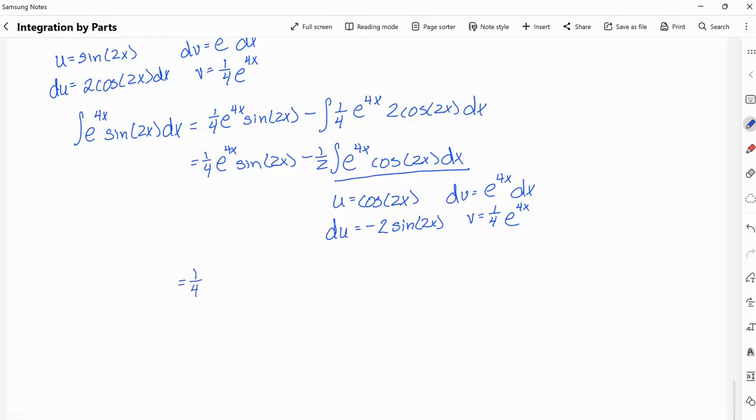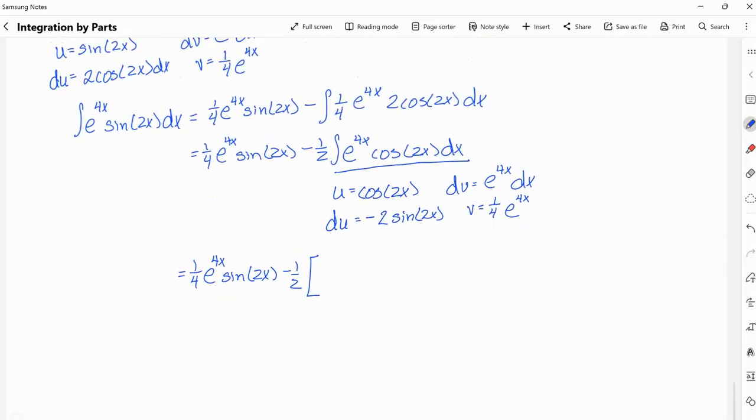So let's write complete mathematical sentences. You have to write complete mathematical sentences. So carry that first term minus 1/2. I'm going to put a bracket here. So it's going to be uv minus the integral of v du.